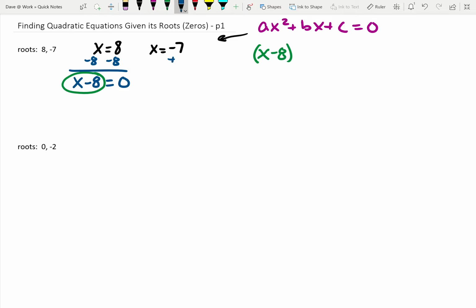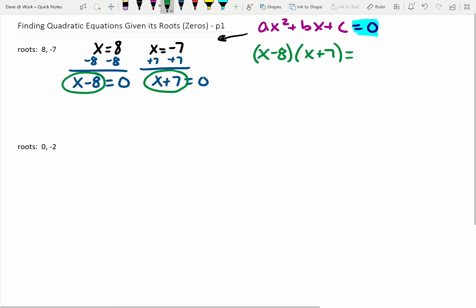Just like if I add 7 to both sides, I will come up with x plus 7 equal to 0. And the x plus 7 would be the second factor that I would need to come up with my quadratic equation. Now it's important to remember I said a quadratic equation, which means based on the zero product property, this would need to be set equal to 0.